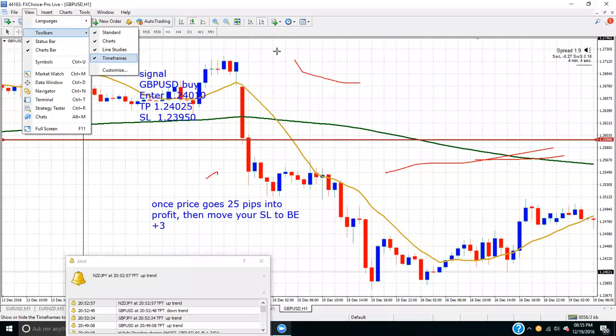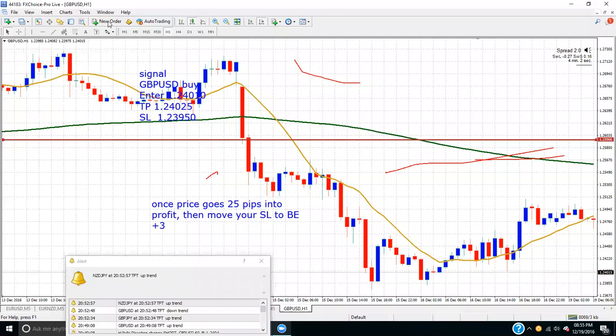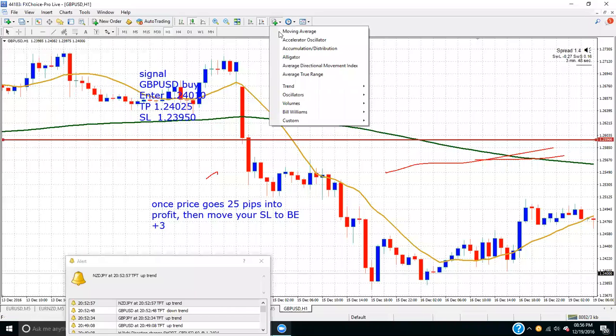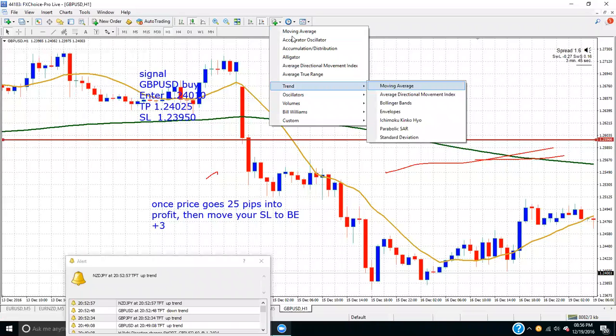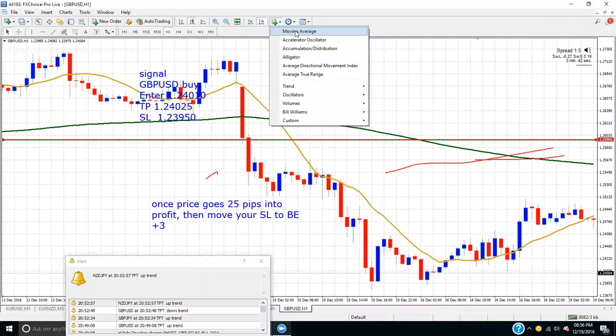Now you're going to have all of these toolbars, and you're going to look for the one that says, it's a little page with a green arrow, and it's the indicators list. You click on it, and if moving average isn't in your list, go to trend, and moving average is there. My moving average is up here because I've been using it. Otherwise, I had to go here to find it.